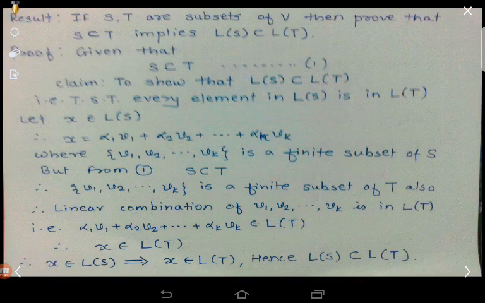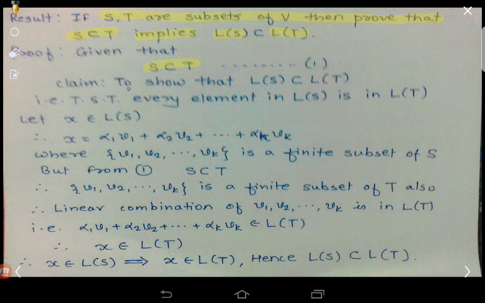Now move to another result. If S and T are subsets of vector space V, then prove that S is a subset of T implies the linear span of S, that is L of S, is also a subset of the linear span of T, that is L of T. So in this result, it is given that S is a subset of T. Let me call this equation number 1.